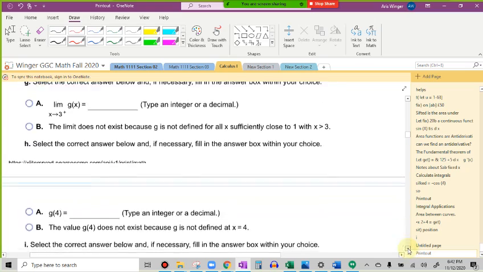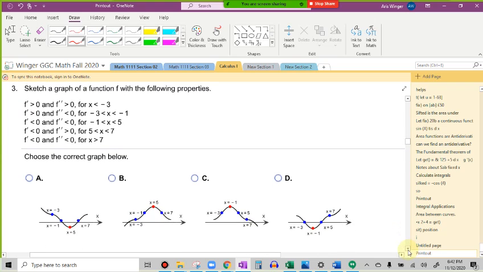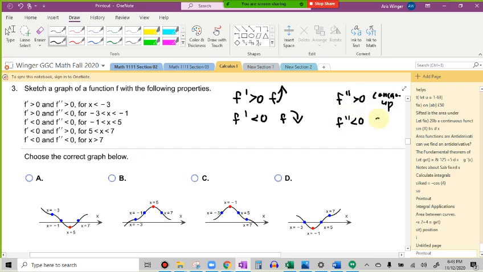All right, so we've answered all of those. Sketch a graph of a function f with the following properties. We'll make these notes here. Remember that f prime positive means f is increasing. F prime negative means f is decreasing. F double prime positive means concave up. F double prime negative means concave down.